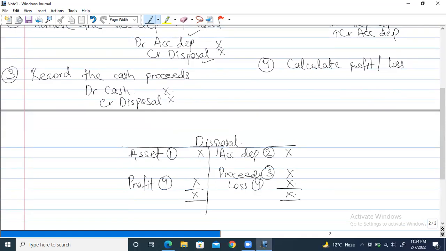So either there is a profit, or there is a loss. This is basically a balancing figure. Either you can get a profit or you can get a loss. So we'll do some questions from the kit as well, maybe in today's class, maybe in tomorrow's class, in the next class. So you'll get what the disposal T account actually means. So these are the only 4 steps that we have to do in this disposal.